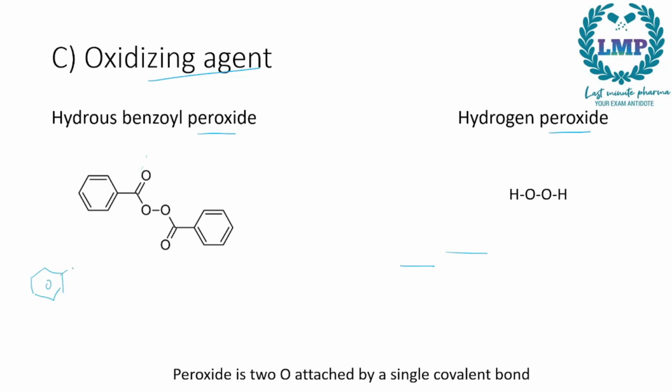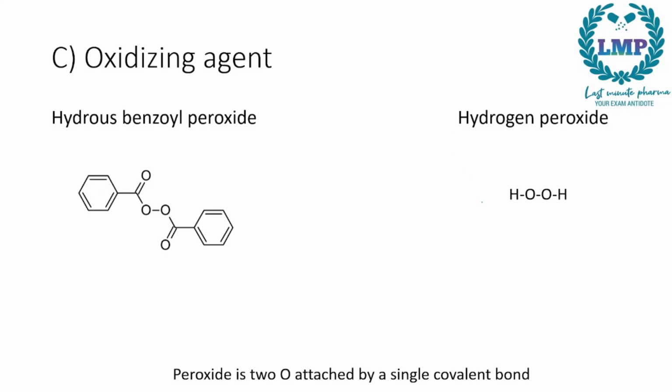This is our benzoic acid, C double bond O, OH. Now let us draw another one. Let us make a copy. C double bond O and then OH. Now we will remove two hydrogens from between this. So we will get benzene with a C double bond O, then an O attached with another O, C double bond O attached with another benzene. So this will give us hydrous benzoyl peroxide.